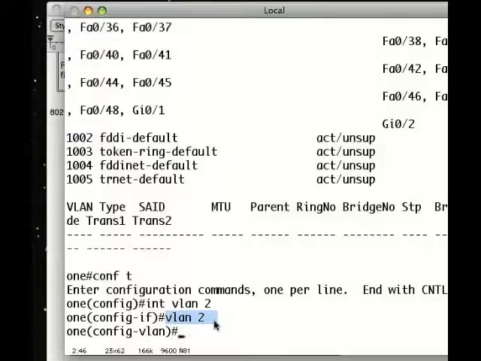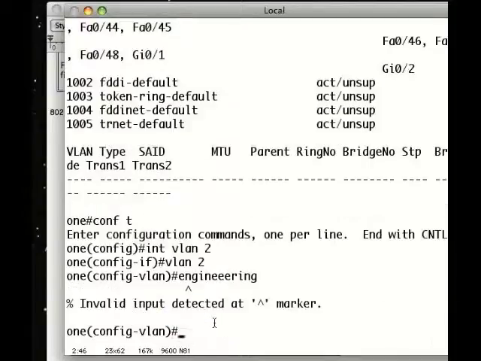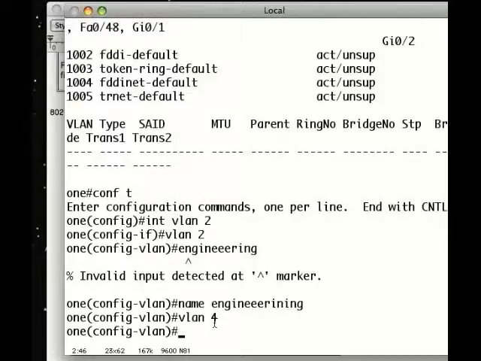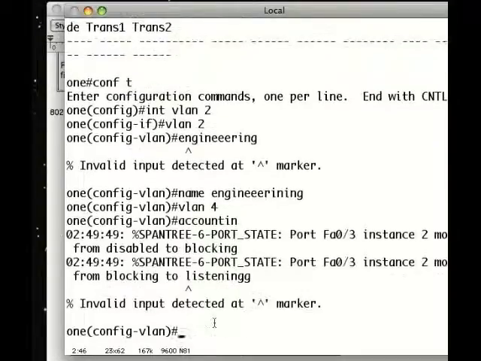And what was the name on the other switch? I think for VLAN 2 it was engineering. So let me misspell engineering just for kicks. Name engineering. VLAN for accounting. Name accounting.